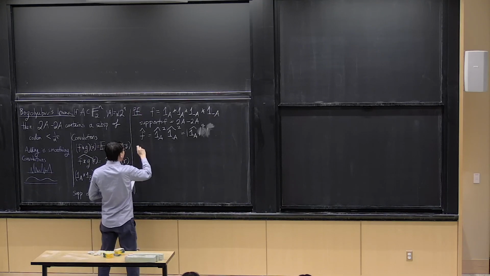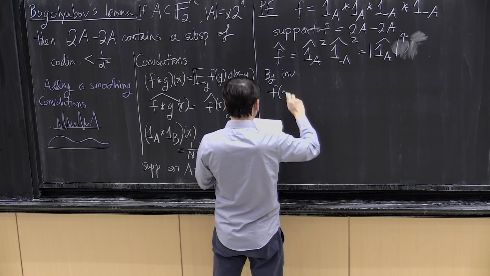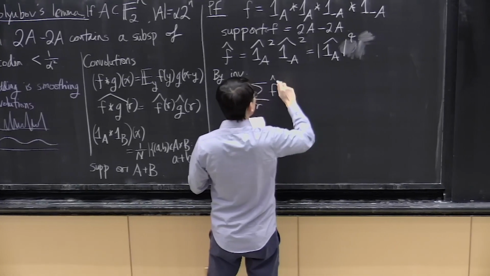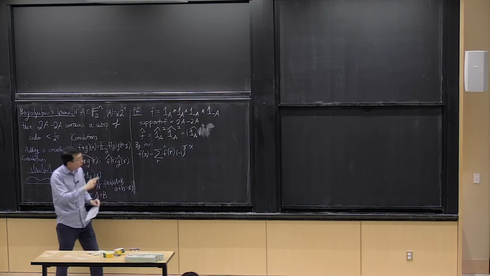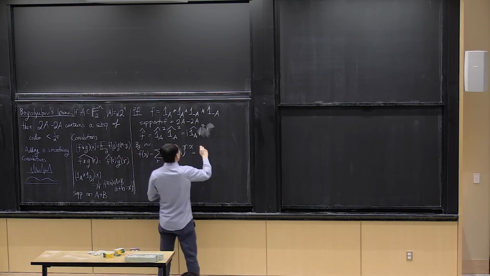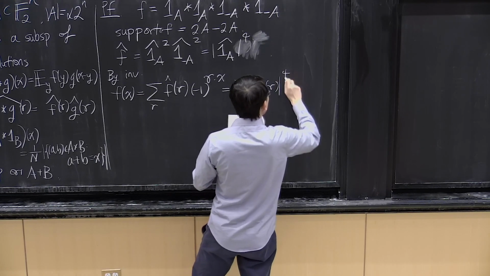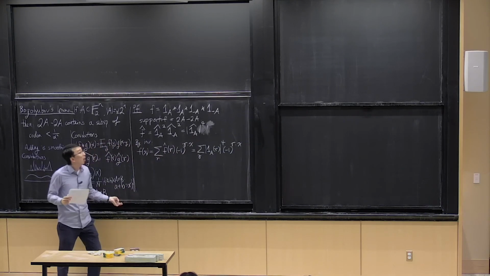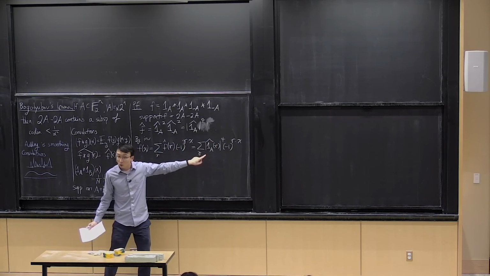By the Fourier inversion formula, we can write f in terms of its Fourier transform. Here we're using that we're in F2, so that's what the inverse Fourier transform looks like. And so we have the following formula for the value of f in terms of the Fourier transform of the original set.